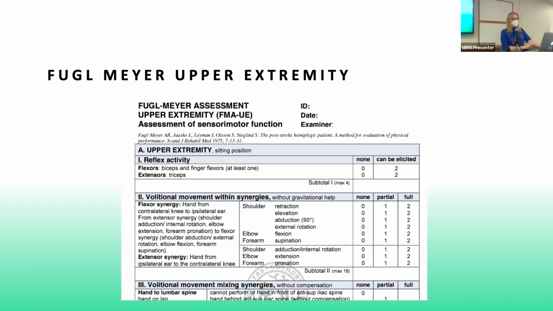Just to get an idea, I put up a screenshot of some of the things that you would capture through a clinician reported outcome measure, such as in the upper extremity for stroke, reflex activity, and all of these you put a number to. None versus can be elicited, volitional movement: none, partial, full. And within there, there should be some kind of instructions to say what differentiates partial from full, because these things can get vague and you want to make sure that you're being consistent.